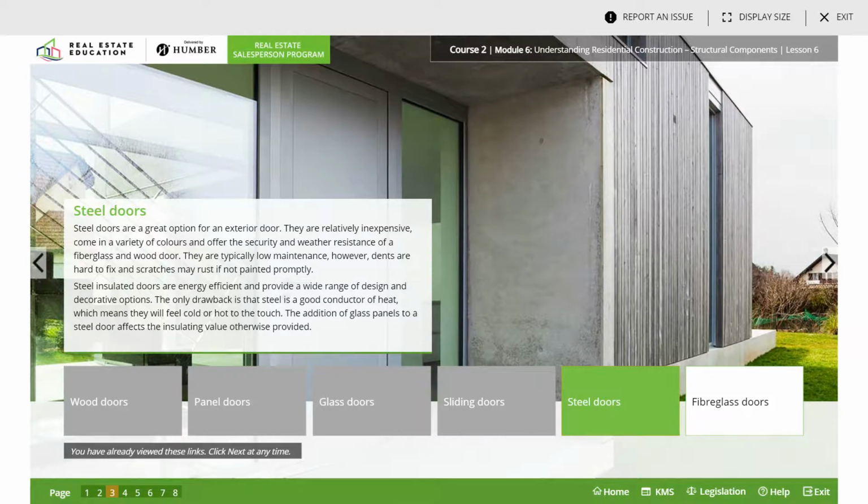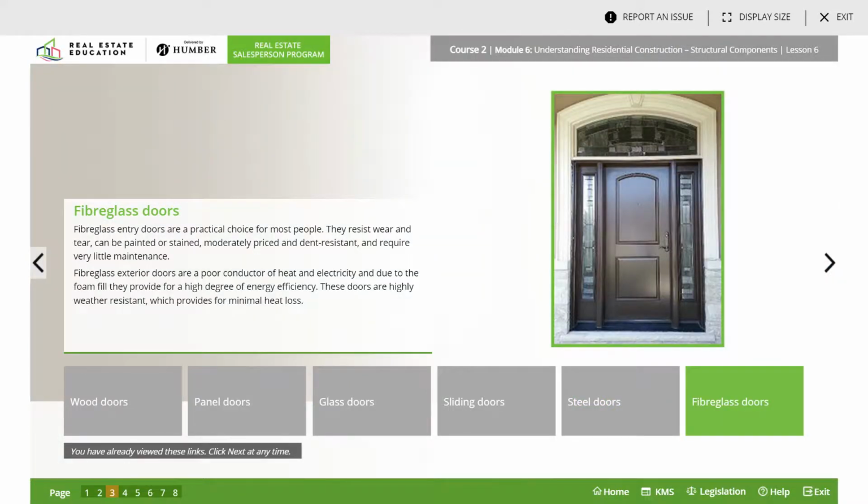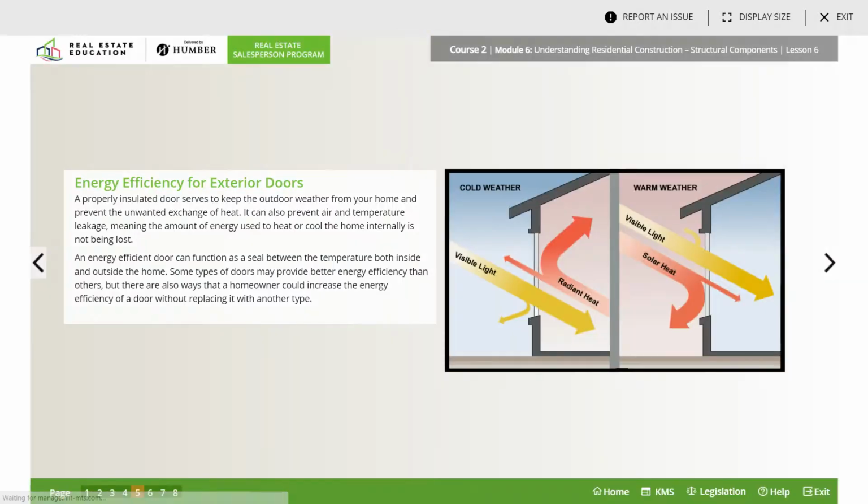And then there's steel doors. A great option for an exterior door, relatively inexpensive, they come in a variety of colors and offer the security and weather resistance of a fiberglass and wood door. Fiberglass entry doors are a practical choice for most people. They resist wear and tear, can be painted or stained, are moderately priced and dent resistant, and require very little maintenance.